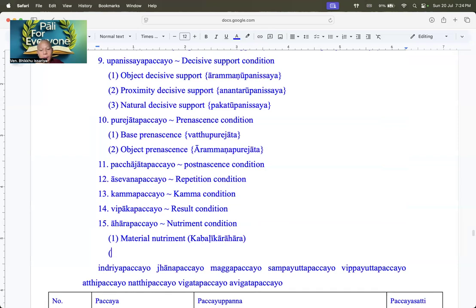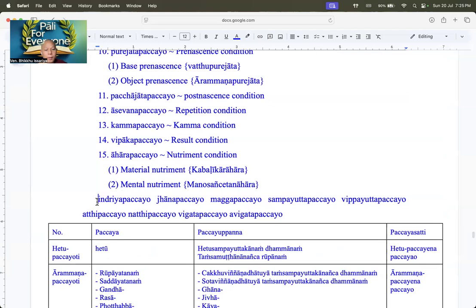And the next one is mental actually. So that one is mental nutriment, like for Brahmas. So that one is Manosañcetanāhāra. Manosañcetanāhāra. So in this way.